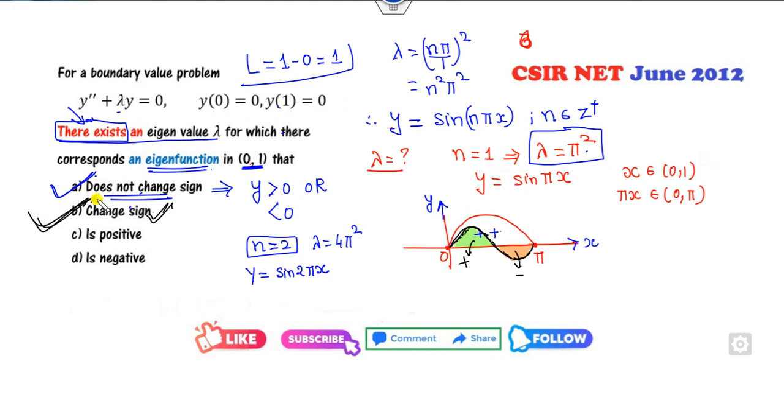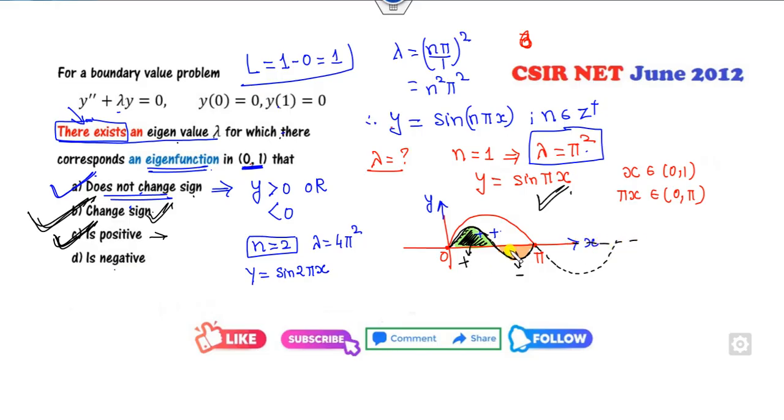Yes. There exists an eigenvalue lambda for which, on the domain 0 to 1, the solution is positive. Yes, you can see this is positive, so existence holds. Or you can take n equal to 1, this is positive. Is there any value for which y is negative? Yes, you can take n equal to 2, that is 2 pi.